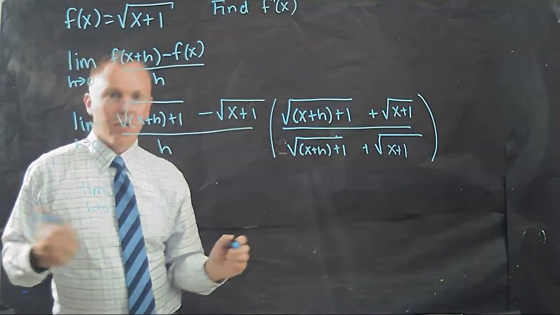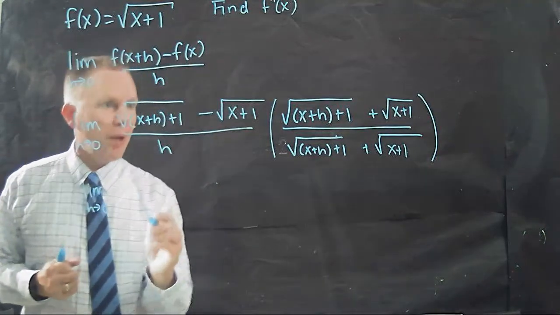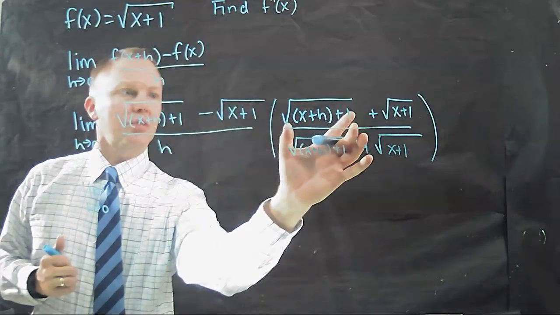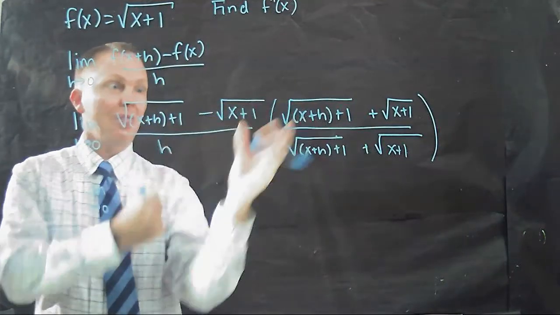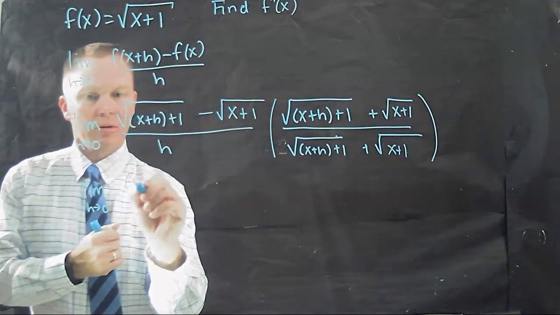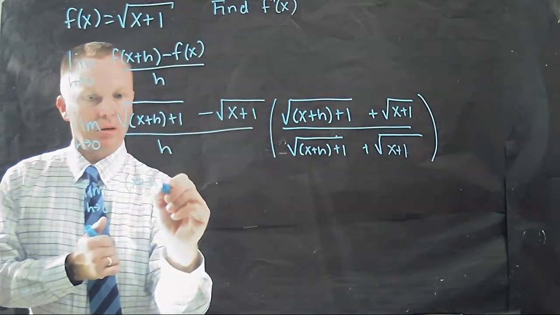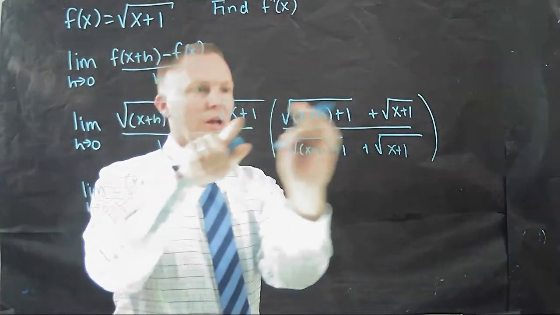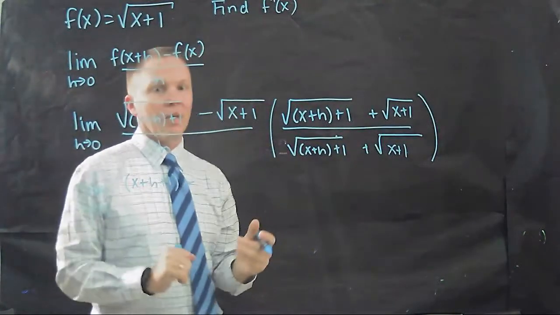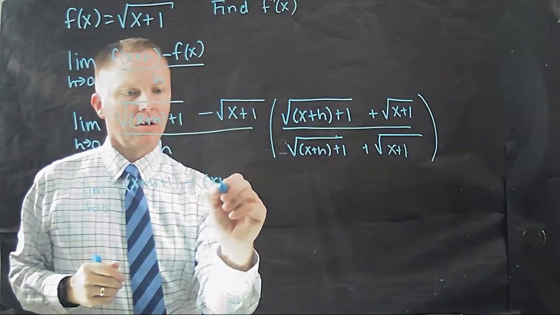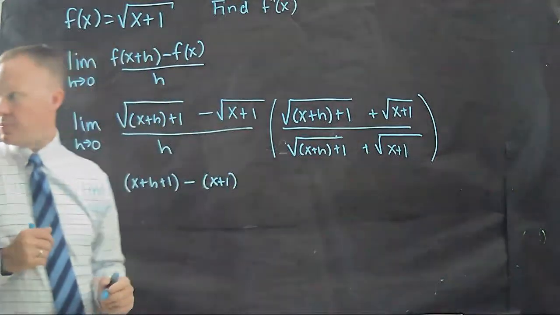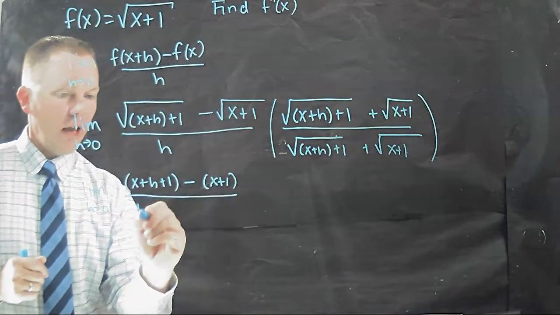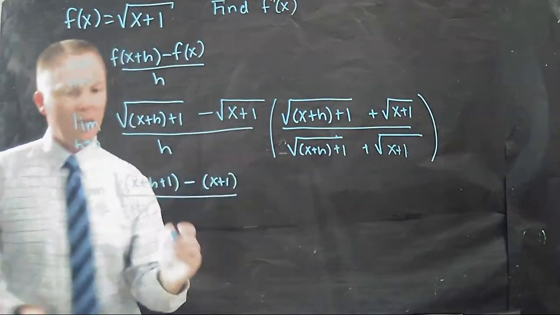Okay? So again, you're going to have to pull up your algebra pants here. So I've got this radical times this radical. Well, it's the same radical, right? So it's just x plus h plus 1. And then minus this radical times this radical. Again, same radical, so it's just x plus 1. And over h, and then times that hot mess.